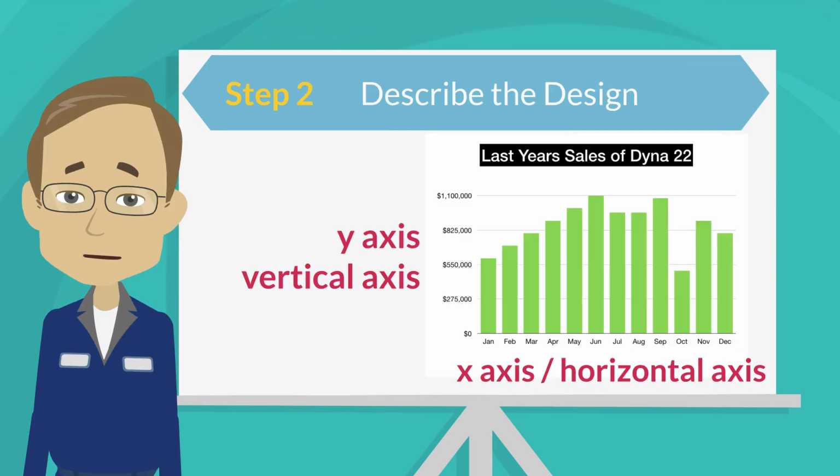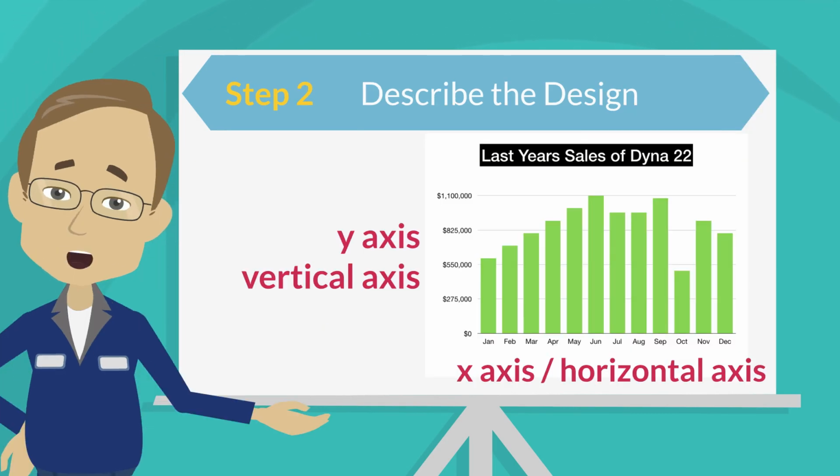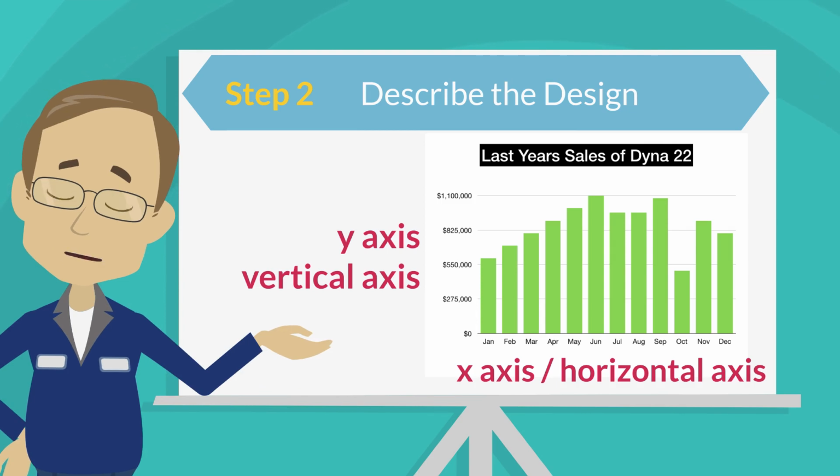Great job! The second step is to describe the design. This is where you tell the audience the different parts of the visual so that they can easily understand. Look at this bar chart.